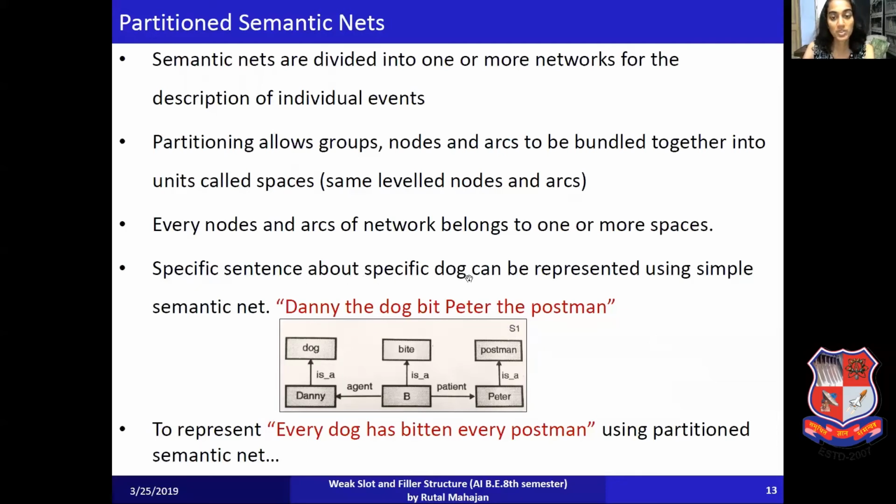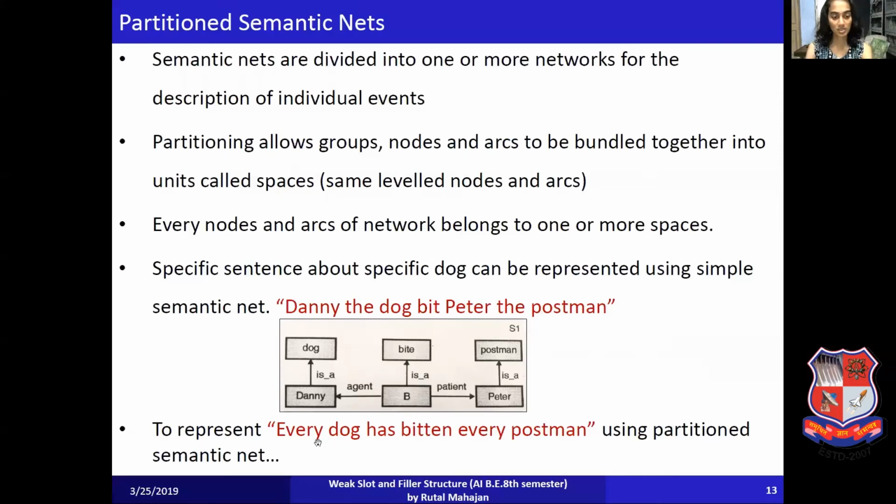A specific sentence about a specific dog can be represented using a simple semantic net. Over here, like this: Danny the dog bit Peter the postman. Danny is a dog. What is it doing? Biting. B is the agent of this event. B is biting. Who is the patient of this event? Peter is a postman. We will call this semantic space S1. We can represent this using a semantic net because it doesn't contain any kind of quantified statement.